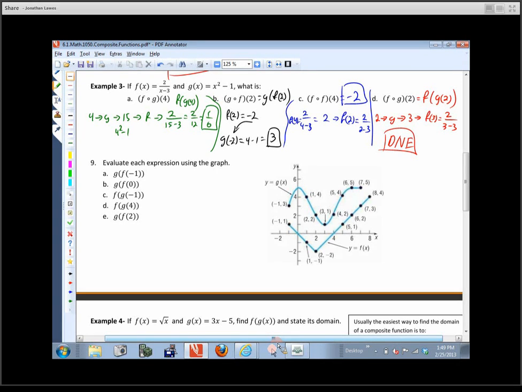So on this, there's not really any work to do, but there's a lot of thinking that goes on here. So we're going to take a look at this first one right here. We want to figure out what g of f of negative 1 is. So this whole idea of this one right here: take 4, plug it into f, take that, plug it right back into f. Let it be the new x value, so to speak.